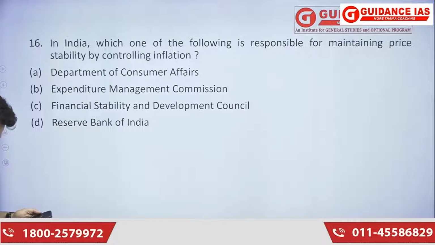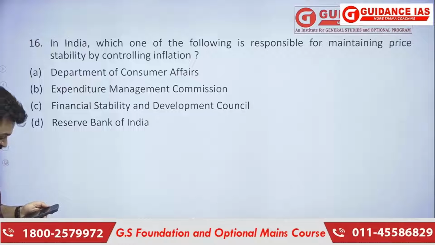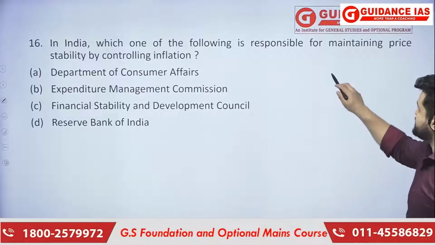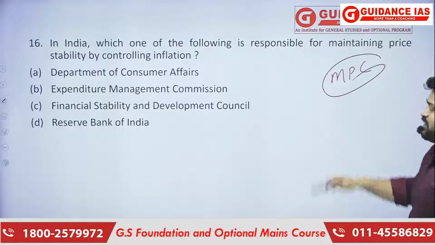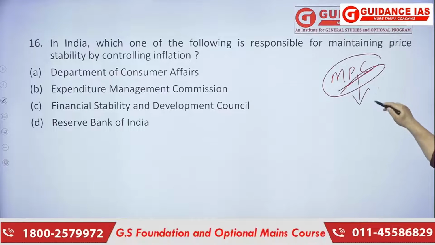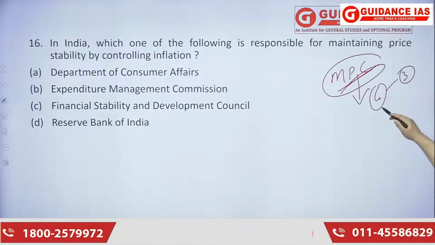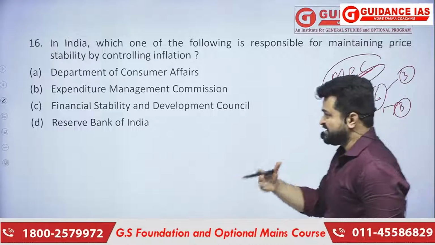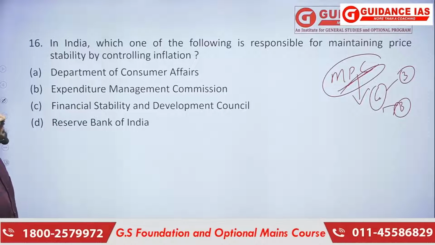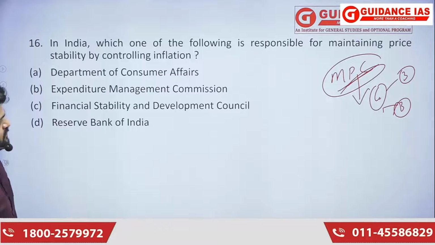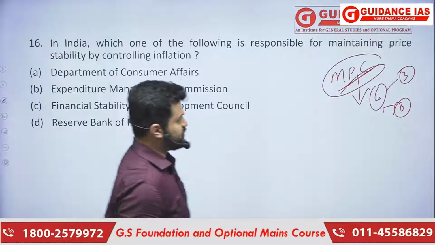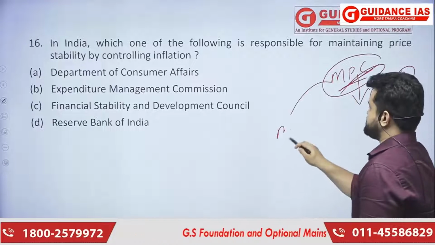Okay, next is: in India, which one of the following is responsible for maintaining price stability by controlling inflation? Maintaining price stability by controlling inflation is the task of the Monetary Policy Committee. Now, the Monetary Policy Committee has 6 members. 3 are members from RBI, and 3 members are appointed by the Selection cum Search Committee, which is headed by the Cabinet Secretary, and where the Governor is also a part. Okay, so this is how the MPC is constituted, and it is the MPC which releases monetary policy.